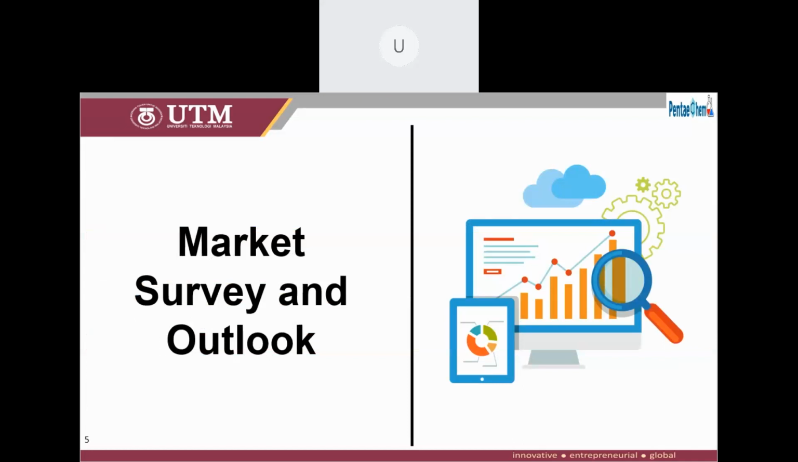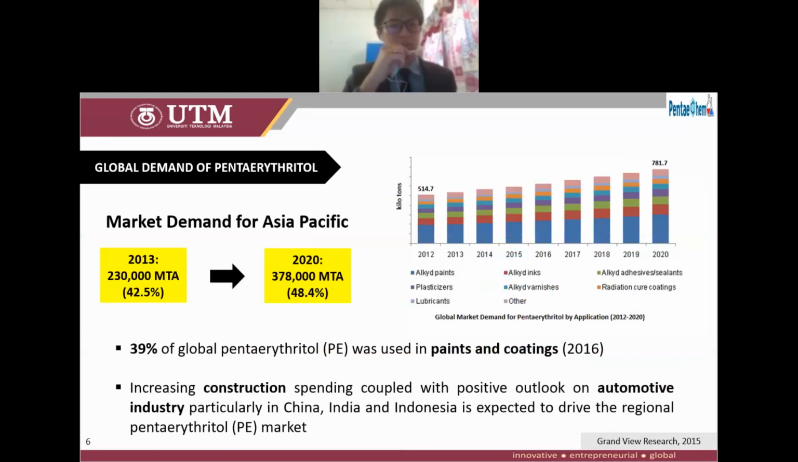So now I will continue with the market survey and outlook. So as you all can see, these graphs show that the global demand for pentaerythritol is estimated to reach 781.7 kilotons by the year 2020. And the market demand for Asia Pacific is expected to increase from 230,000 metric tons per year in 2010 to 378,000 metric tons per year in 2020.